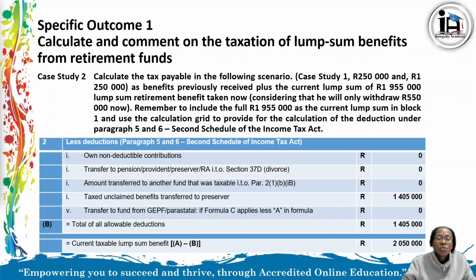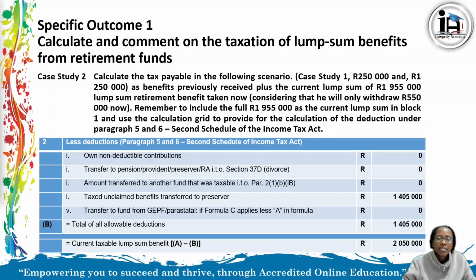And then number two, remember we subtract deductions according to paragraph 5 and 6 of the second schedule of Income Tax Act. If you have forgotten about it, please go back again, remind yourself about paragraph 5 and 6 of the second schedule of Income Tax Act. That is the own non-deductible contributions. In our scenario, we don't have transfer to pension, provident, or preserve our retirement annuity, section 37D, divorce. We don't have the amount transferred to another fund that was taxable is 0.